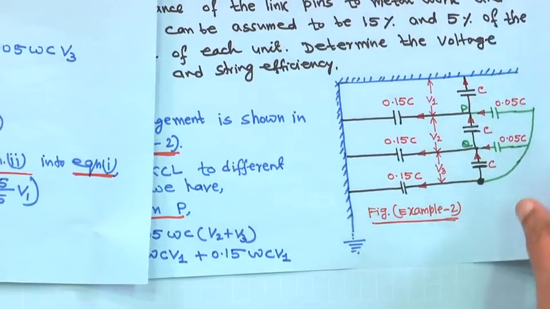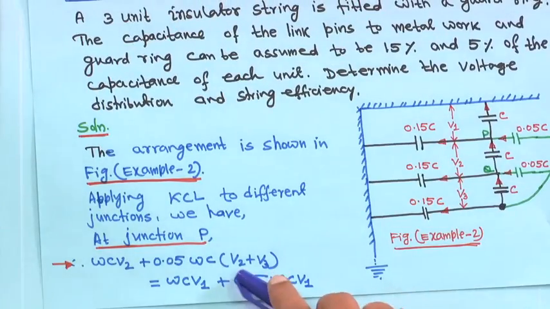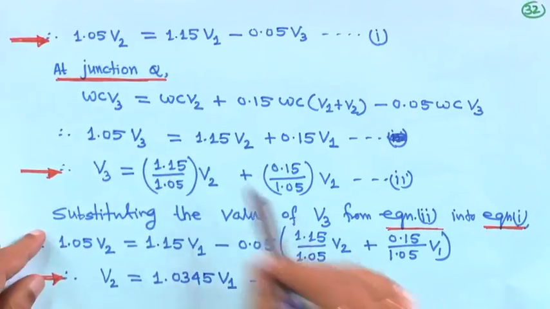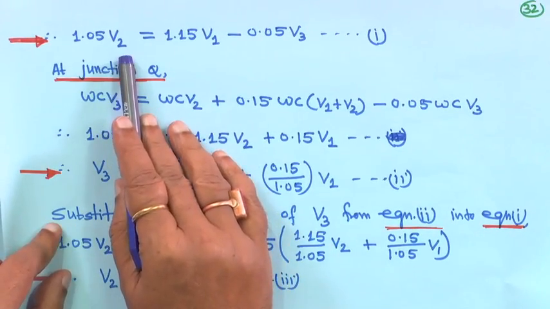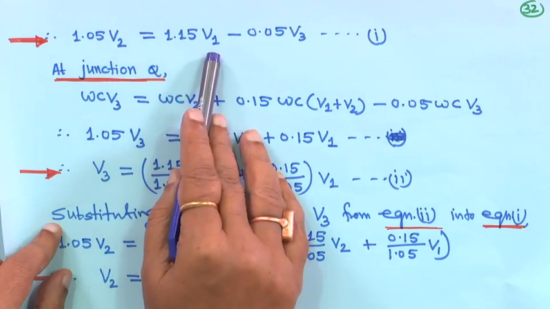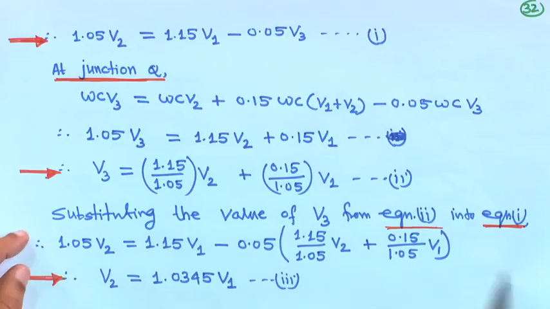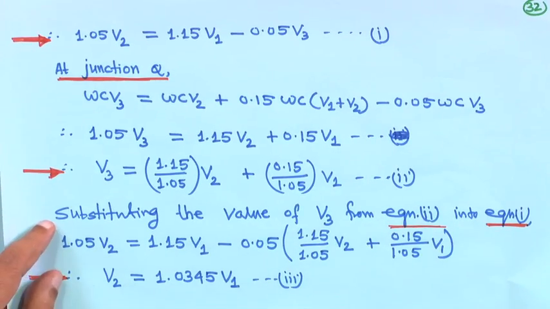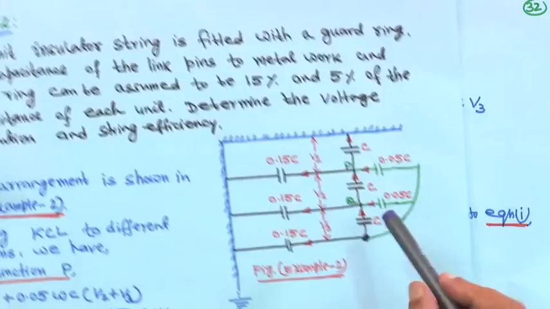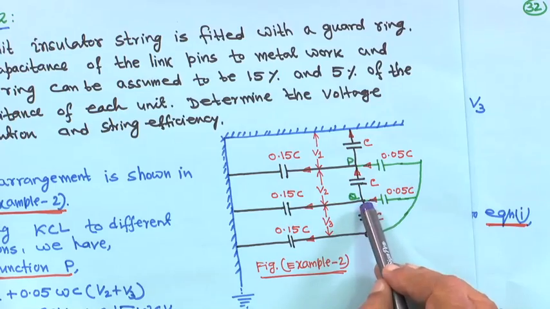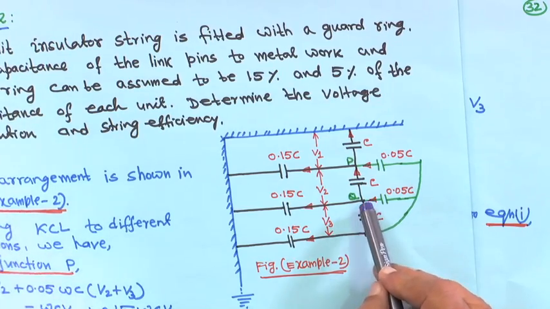If you simplify, please simplify this, you will get 1.05 V 2 is equal to 1.15 V 1 minus 0.05 V 3. This is equation 1. Similarly, at junction Q, you please apply KCL again.